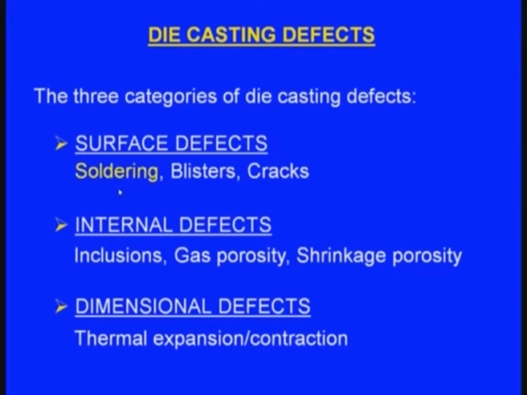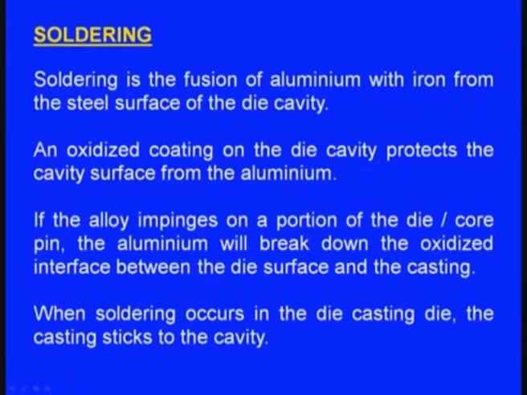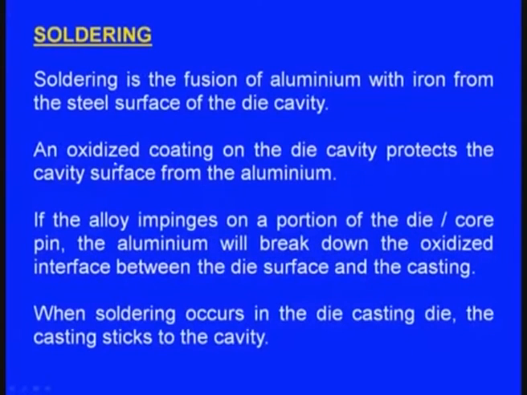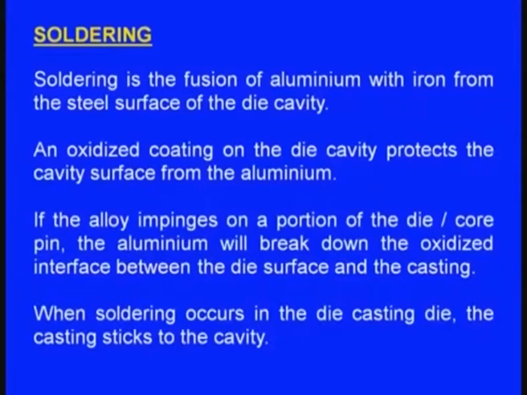So, first we will see the soldering. Soldering is the fusion of aluminum, means the cast material, with iron from the steel surface of the die cavity. The dies are made up of ferrous alloys. So, when we are casting aluminum cast components in the die casting process, this molten metal can react with the iron of the steel dies. Generally, what will happen? An oxidized coating on the die cavity protects the cavity surface from the aluminum. There will be an oxidized coating there, but if the alloy impinges, means it comes and strikes the alloy at a high pressure, then what will happen?